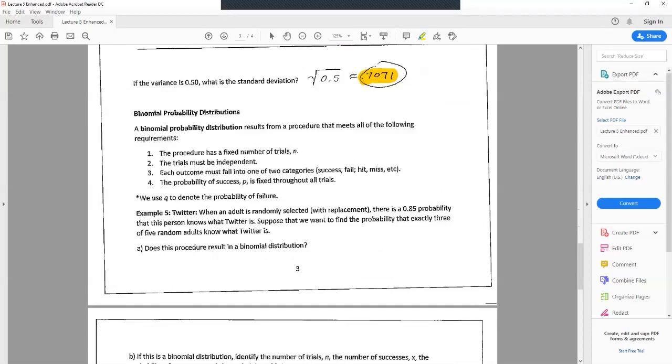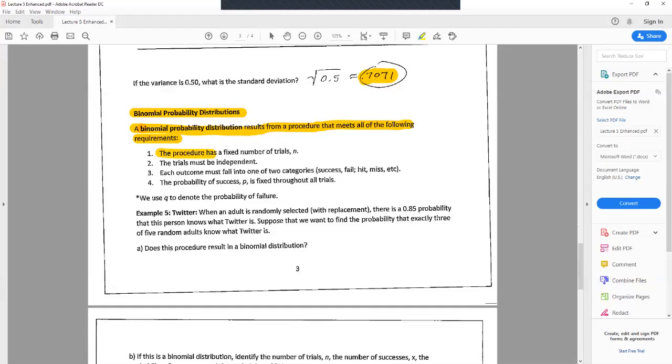Now we're going to talk about a concept called the binomial probability distribution. It is a probability distribution, but it's a special case, and it's actually one of my favorite, and we will deal with it quite frequently on the next test. A binomial probability distribution results from a procedure that meets the following requirements, and you will have to know the requirements for a binomial probability distribution.